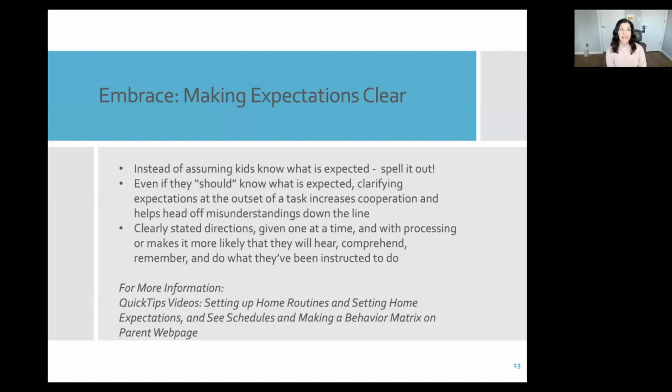We want to embrace making expectations clear. Never assume that they know what it is that's expected. Spell it out, even if they should know, because you've gone over it a million times. Taking just a couple of minutes to make sure your expectations are clear can really make a difference in increasing cooperation and can help head off misunderstandings down the line. Giving clearly stated directions one at a time allows for processing time and makes it much more likely that your kids will hear, comprehend, remember, and do what you're actually asking them to do.